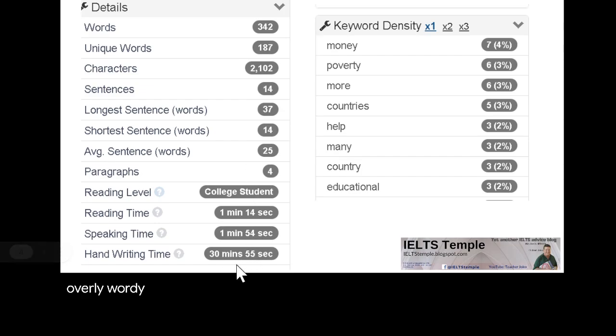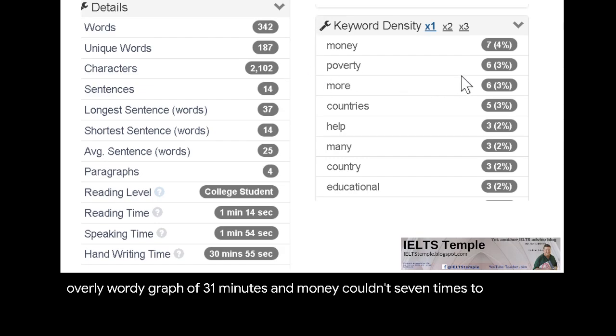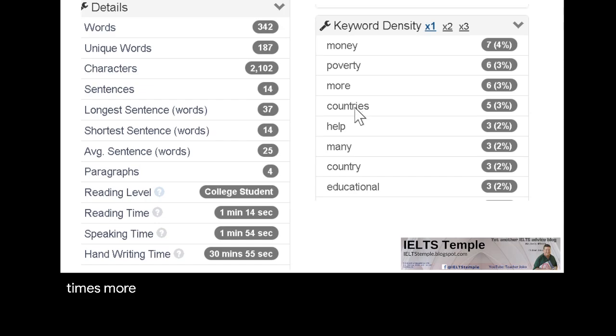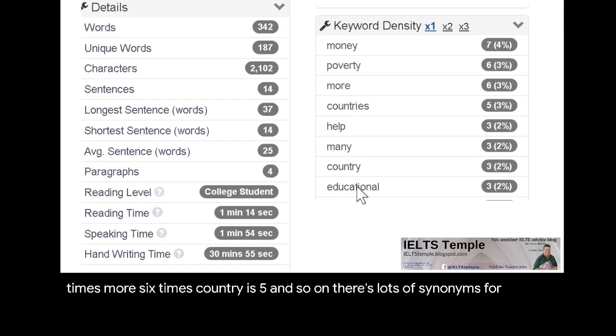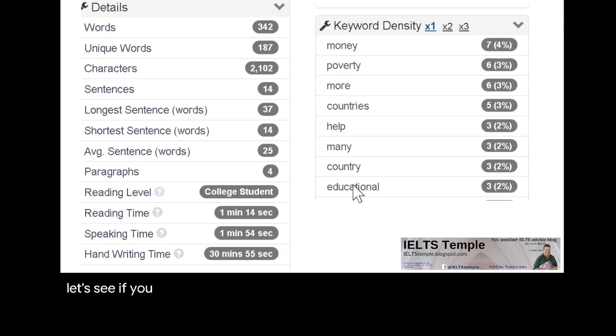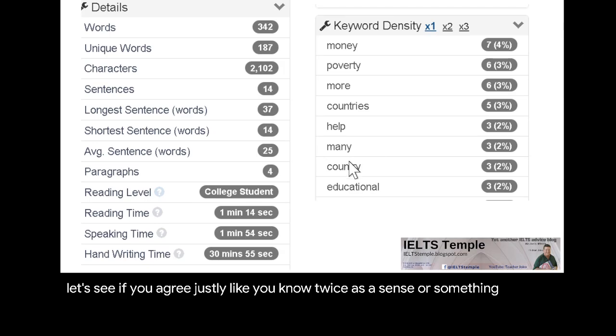4 paragraphs. Blah blah blah. 31 minutes. Money, 7 times. Poverty 6 times. More 6 times. Countries 5, and then so on. There's lots of synonyms for money. Let's see if you used it egregiously, like twice in a sentence or something. All right, moving on.